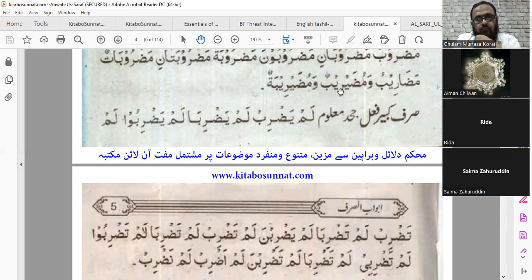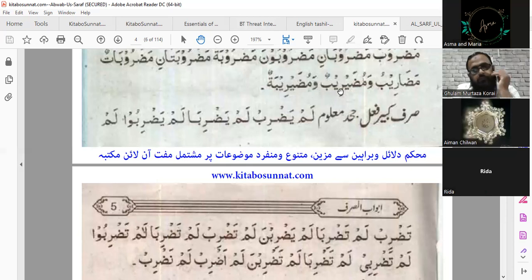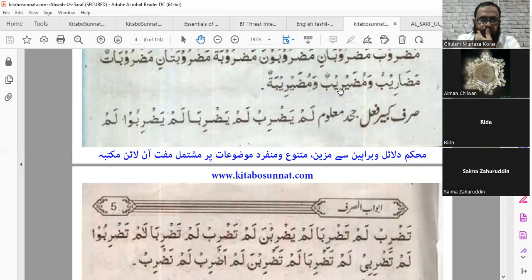musanna, 4 sighas related to musanna. Musanna will drop the noon. Yes, their noon would be dropped when lam enters into them. And then 2 jama for muzakkar. Then also when lam enters, noon will be dropped.